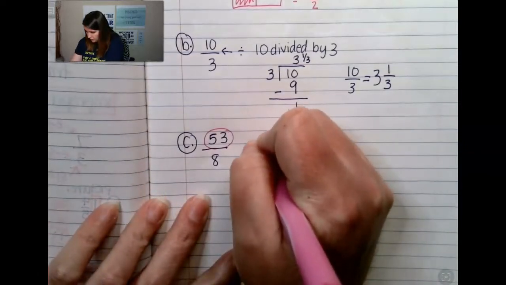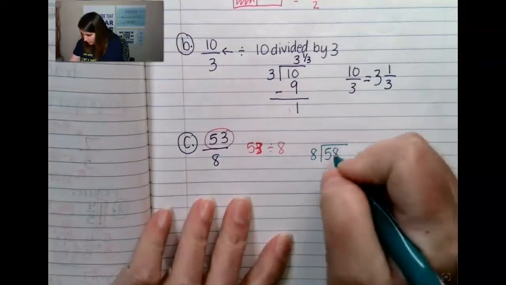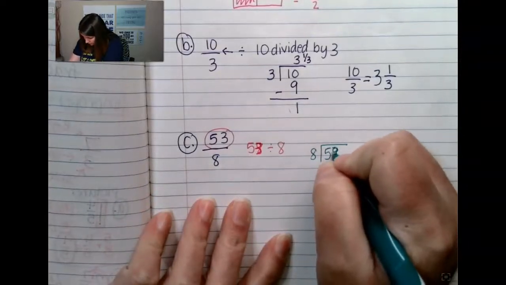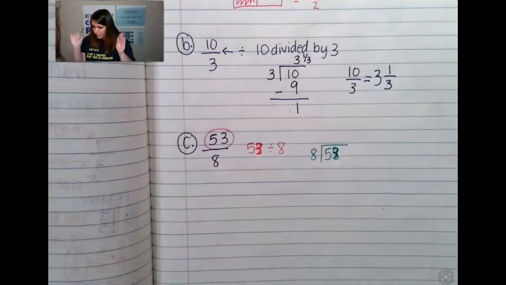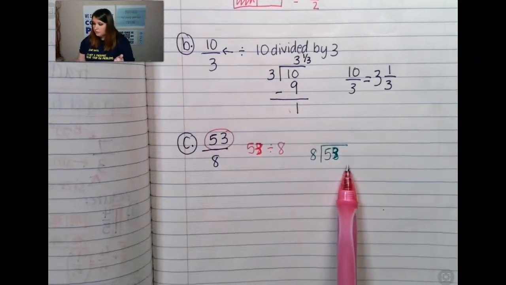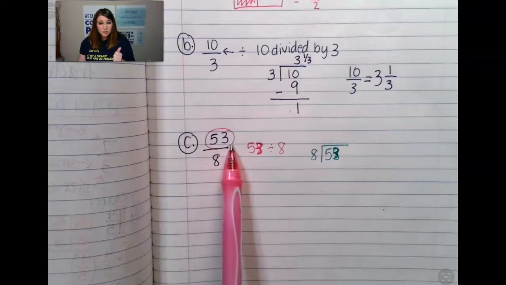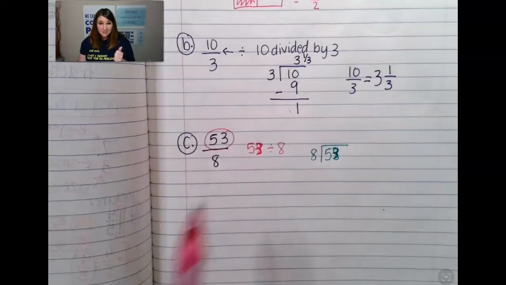It should be 53. I'm so sorry. That should be 53 divided by 8. 53 divided by 8. Eek! Okay, so it's my mistake. It's really important to make sure that you're writing this number down correctly, or else you'll make a big mistake like I just did.